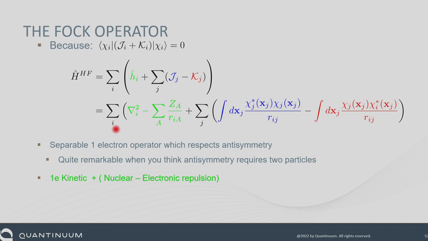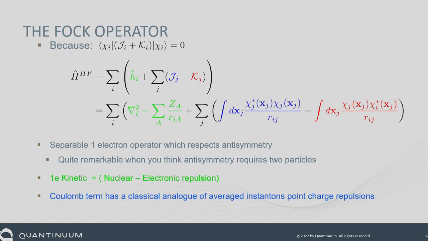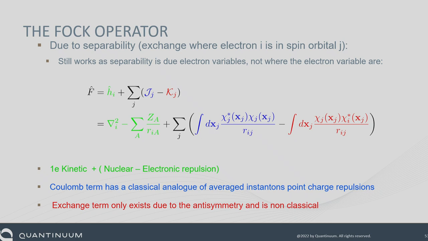So this is a solution for the whole molecule, and we've got the sum over i here, where i is the number of spin orbitals, and j is the number of spin orbitals as well. So you've got the Coulomb term, which is an average instantaneous point charge proportional to the density. And then the exchange term, which exists only due to antisymmetry. And this causes a lot of problems. So one of the exercises will be to try to understand this a bit more. We can then take the Hartree-Fock molecular operator, and because it's a one-electron operator, we can use the same trick of a separable differential equation, and we can solve a single electron picture.